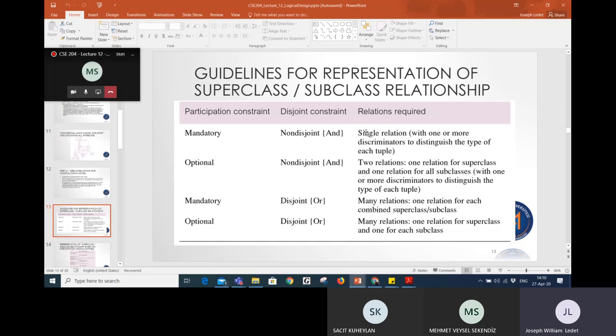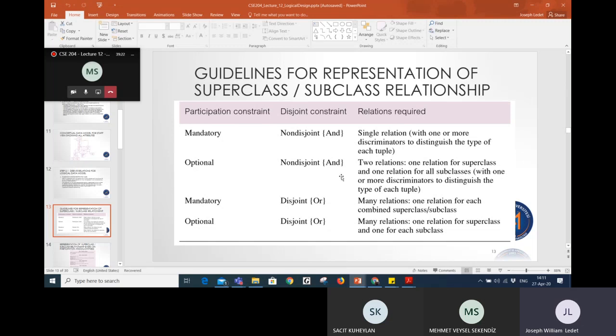The thing is, we don't know for each row, is it going to be a specific one of these? We don't know, is it going to be all of these subtypes? So we just make it into one relation. So that's if it's mandatory and, okay?